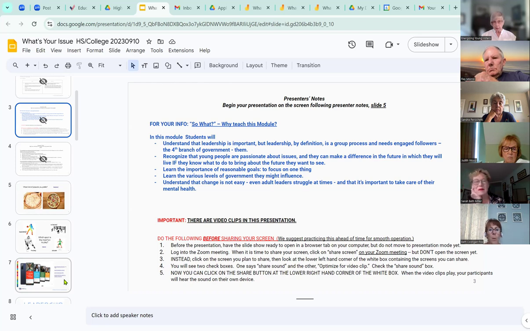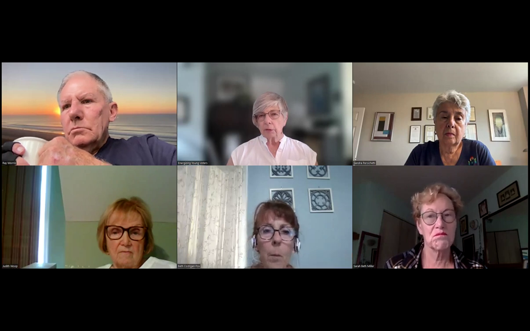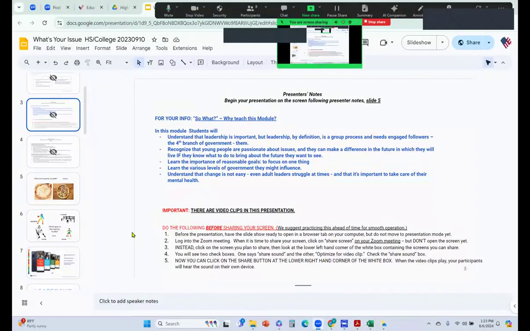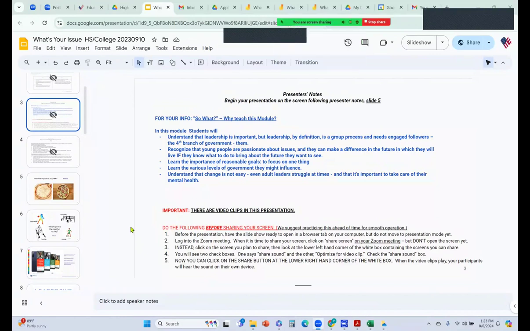But in order to hear that, you need to click on 2 small boxes before you share your screen. The exact words: one says share sound. That's the one that's most important. And the other one says optimize for video clip. So I need to check those 2 boxes before sharing the screen. And now when I play video clips, you will be able to hear the sound on it. Otherwise, remote people don't hear it. You would hear it as the presenter, but you wouldn't hear it in the classroom that you were presenting to.